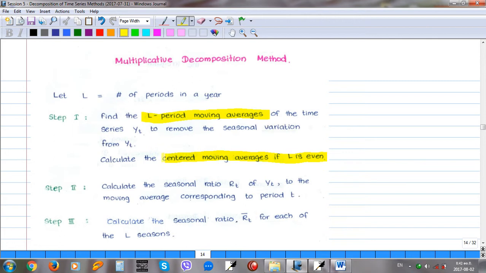So in the first step you have to do two things. First, find the L-period moving average, where L is equal to the number of periods in a year. And if L is even, you have to do another thing: find the centered moving averages. Step 2, calculate the seasonal ratio Rt. Next you have to find the seasonal ratio Rt, the ratio to the moving average corresponding to the period t. The third step is to calculate the average seasonal ratio R bar t for each of the L seasons. That is step 3.